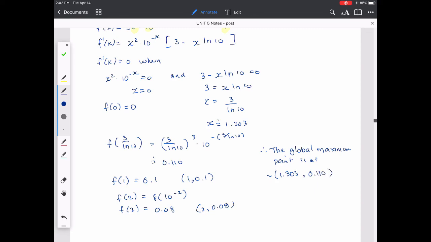And then the global minimum point is at, and the minimum, the lowest point, was the 0, 0. It's bounded there, so the lowest point would be the 2 and the 0.08.